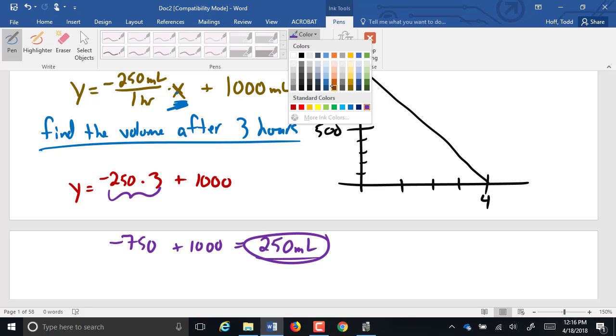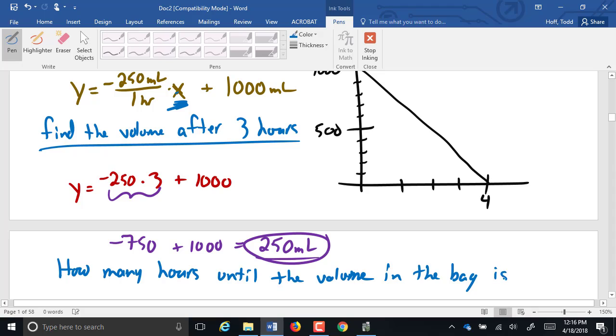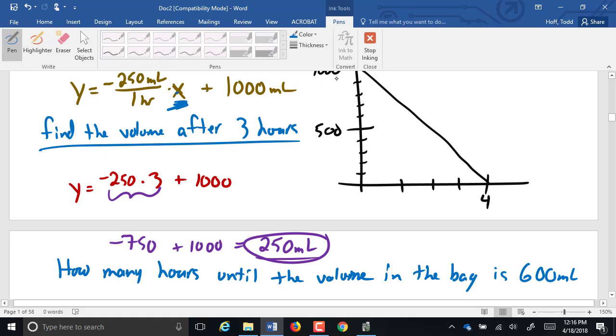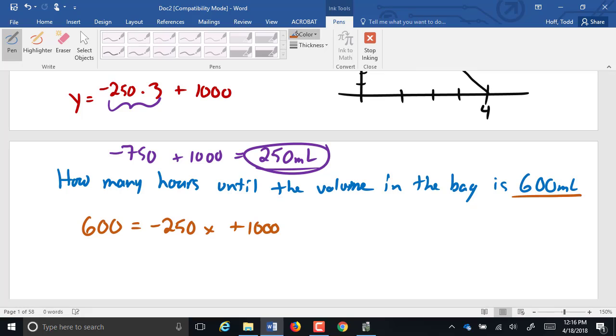We might also ask, how many hours until the volume in the bag is at, let's go 600 milliliters. So we have 600 goes in for y now. 600 equals negative 250 times x plus 1,000. And then we just solve that.